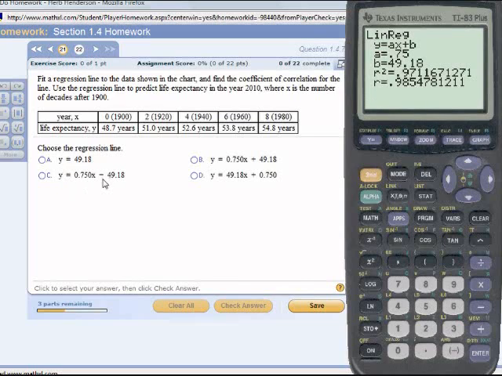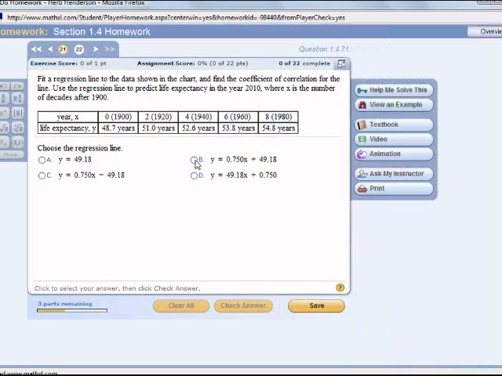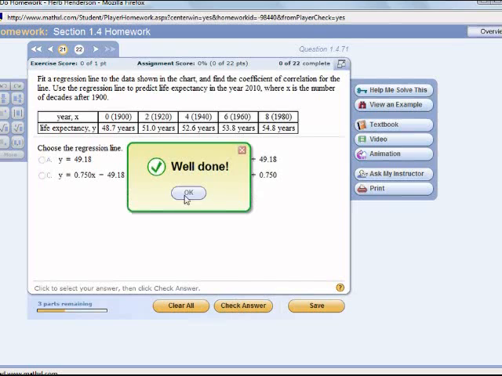No, this one has a negative sign. That wouldn't work. And this one has them reversed. This one is 49.18 substituted into a. So it's math trickery here. When I substitute 0.750 or 0.75 into a, well, another way of saying 0.75 is 0.750, so that passes. 49.18, well, it fits. So I click on B, and I check answer. Well done.